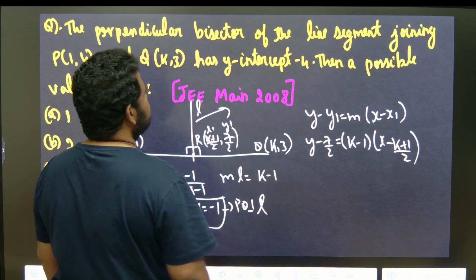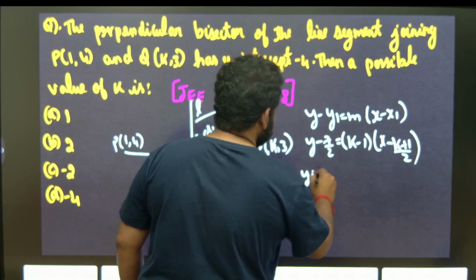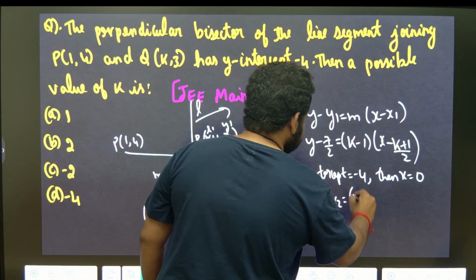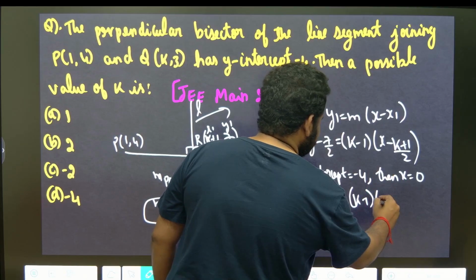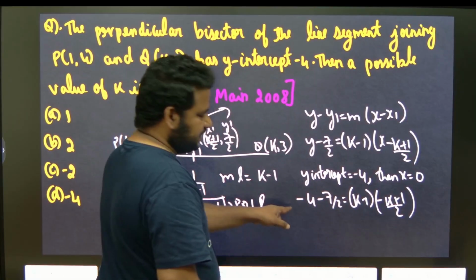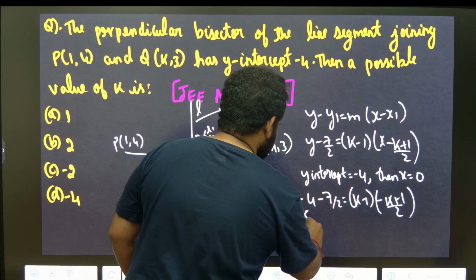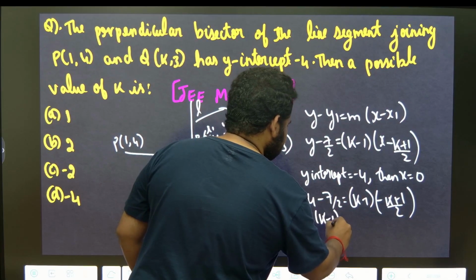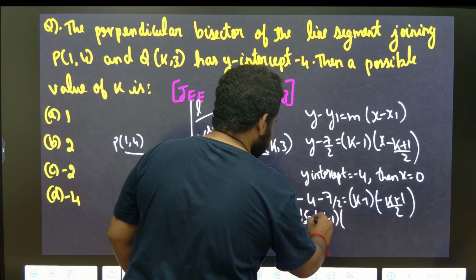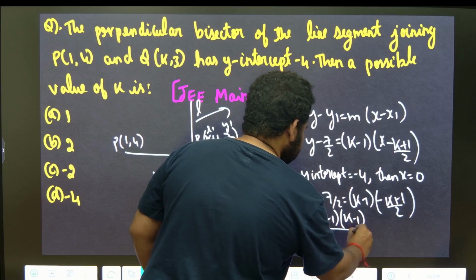Now y intercept is equal to minus 4. Then x is equal to 0. If the y intercept is given, then x will be equal to 0. So this will be minus 4 minus 7 by 2, which equals (k minus 1) into (0 minus (k plus 1) by 2). Now this will be minus 8 minus 7, which is minus 15 by 2, equal to (k minus 1) into, again you will get a minus, I will take it outside, (k minus 1) divided by 2, I can cancel.